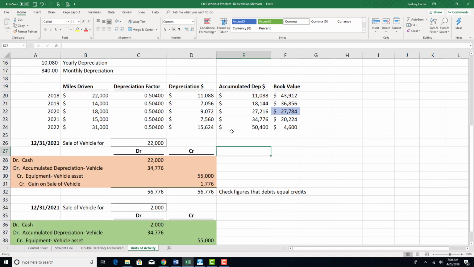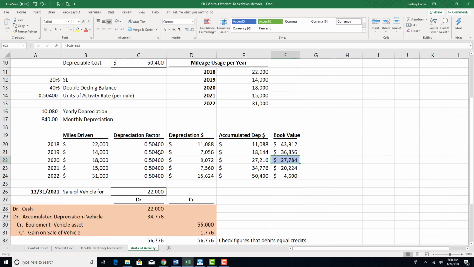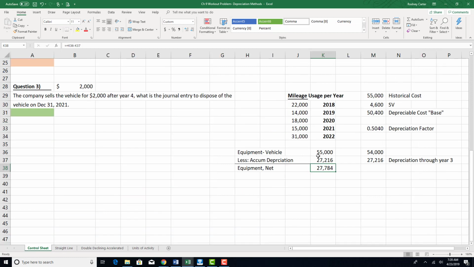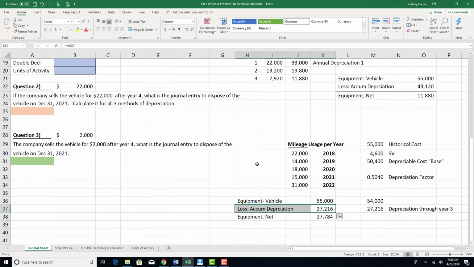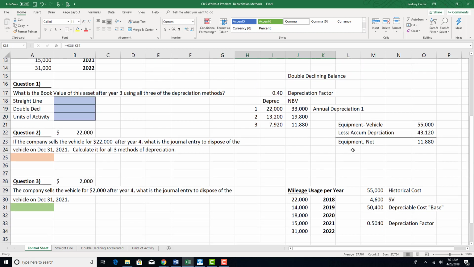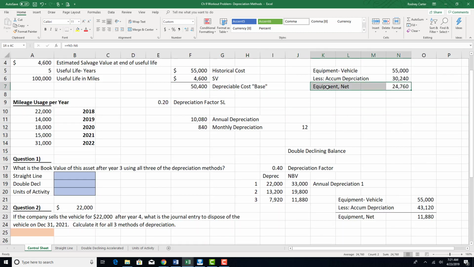If I come over here to 27,784, here's my comprehensive solution. Tie it out. That is finding net book value, which also helps us find accumulated depreciation. We have to have the accumulated depreciation after year 3 to find the net book value, accounting value, or book value here. And we have done it for all three. Straight line.